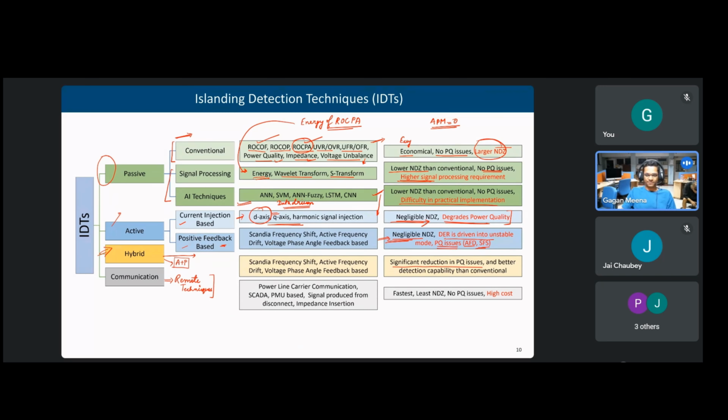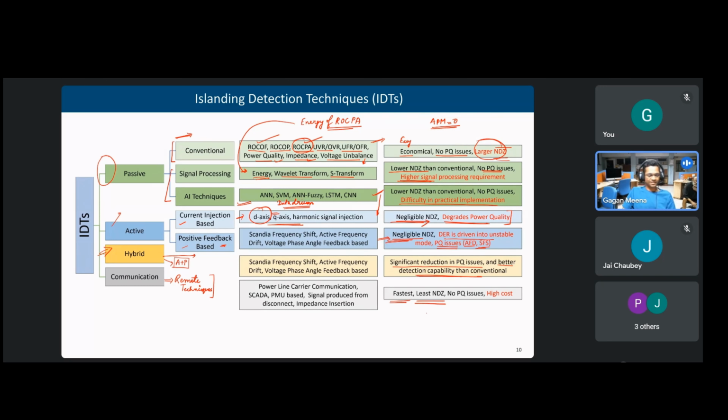So here we have the grid, and this is the PCC. And here we have a TER. On the PCC we will measure different parameters based upon the technique.